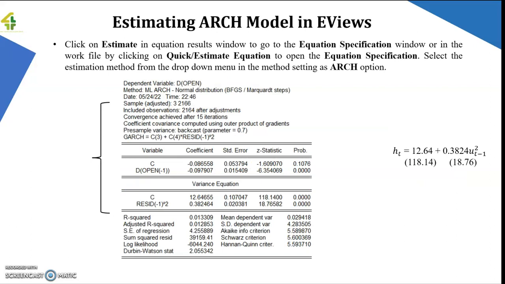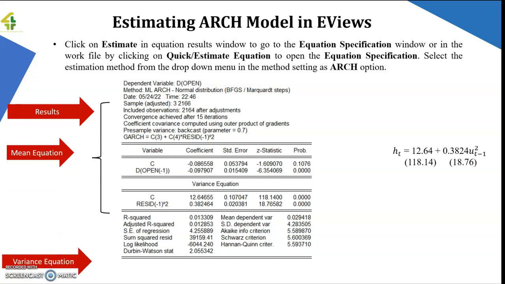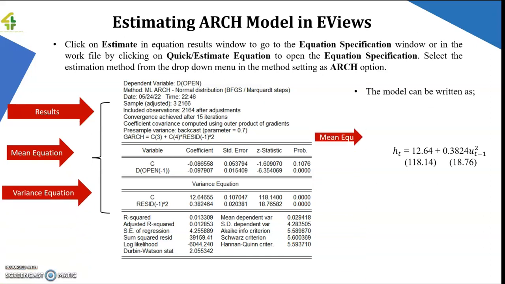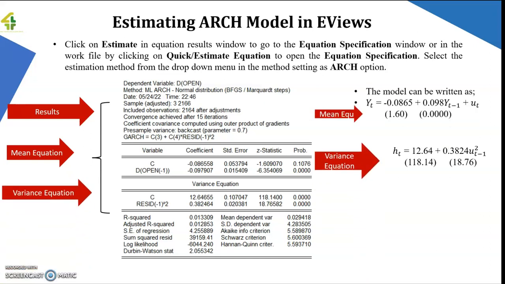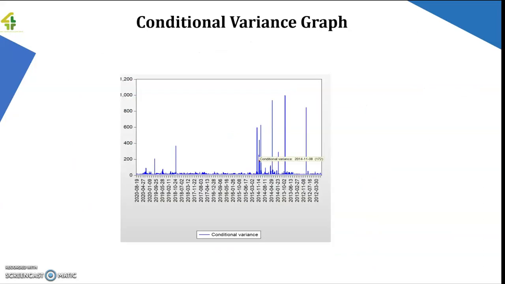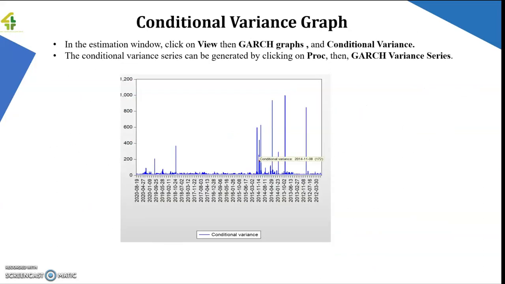We will click on Estimate, then Equation Specification, then quick estimate equation, and we will click on the ARCH option, and then we will have these results. So there is the mean equation, and there is the variance equation, and this is the conditional variance graph. We will click on View, then Graphs, then GARCH Graphs, and then Conditional Variance, and we will have this.